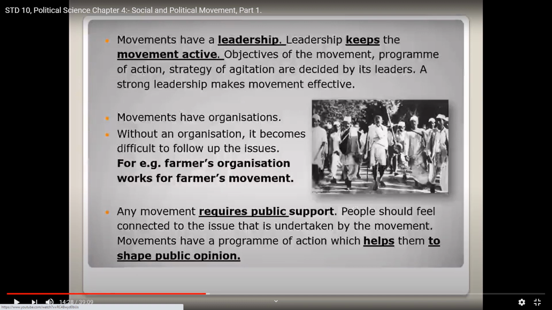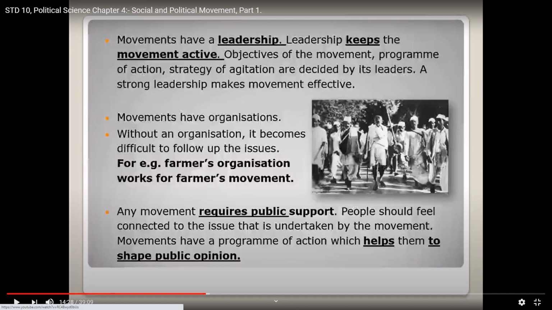People should feel connected to the issue. This is very important. People should feel connected means every individual of the country should feel personally that yes, this problem even I am facing, and even future generations to come will face. So I have to also take the initiative. I have to also decide to do something so that I can help make the society a better place.